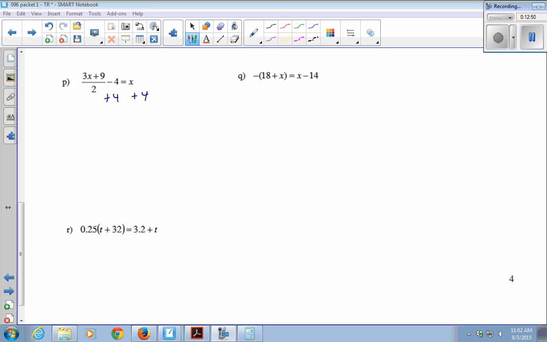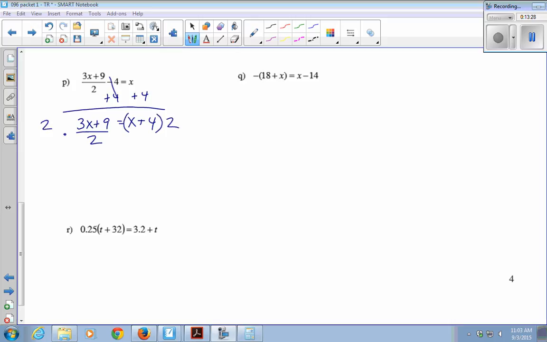So that means that the minus 4 and the plus 4 cancel, and x plus 4 ends up on the right. On the left, we have (3x plus 9) over 2. Okay, so we undid one thing. Now let's look at what's being done to x still. x is being multiplied by 3. Then I'm adding 9. Then I'm dividing by 2. How do you undo dividing by 2? Multiply by 2. So I'm going to multiply both sides of the equation by 2.